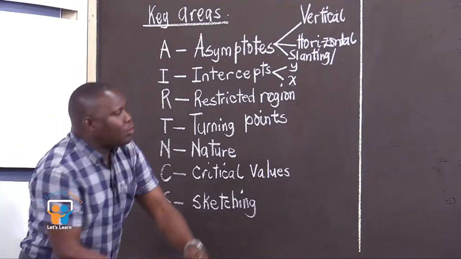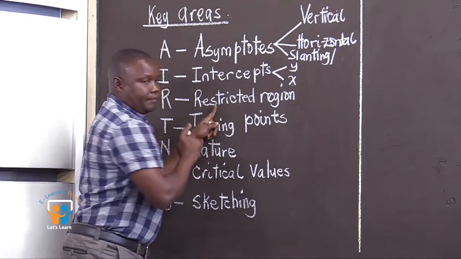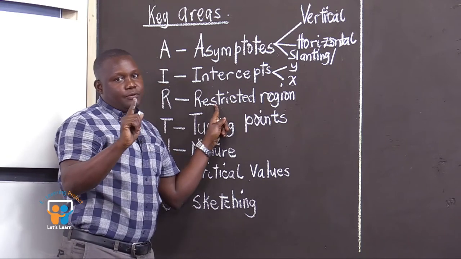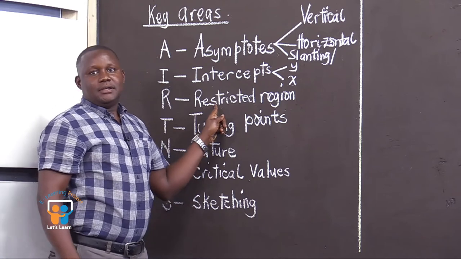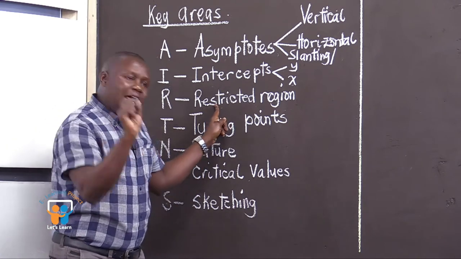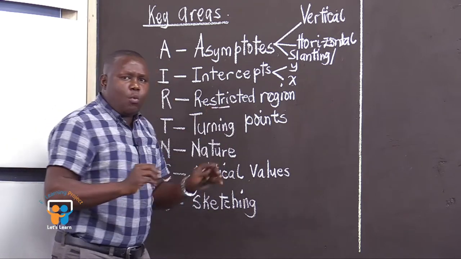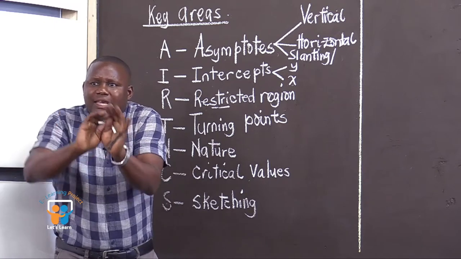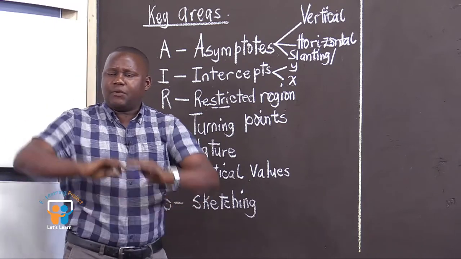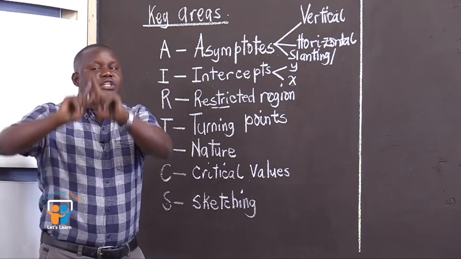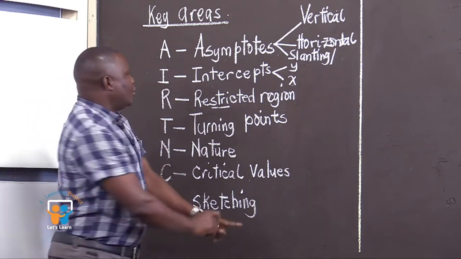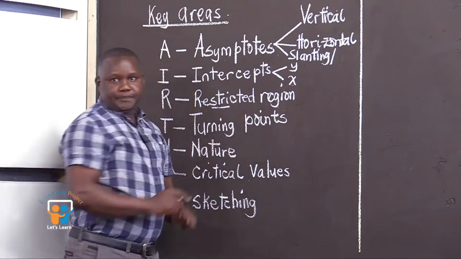We will launch and look for the restricted region. Now, these are regions where the curve passes. No. It's the region, as you hear the word restricted, you know when you're restricted, it means you're hindered, you're not supposed to pass there. It's a restricted area. So the region where the curve is not allowed, is not permitted to pass, is known as the restricted region. All right?